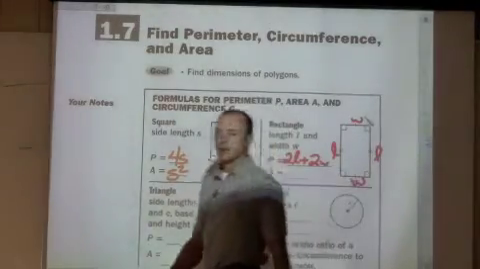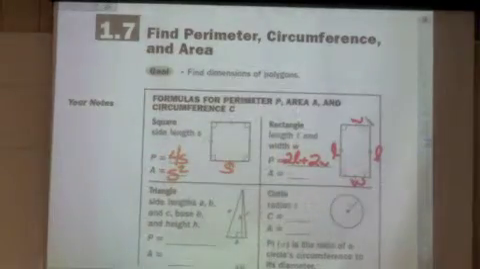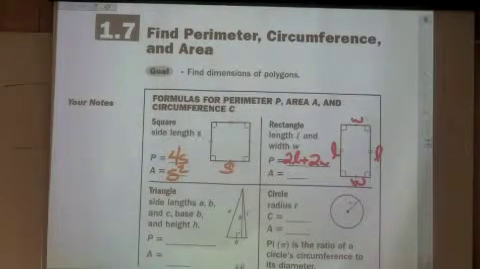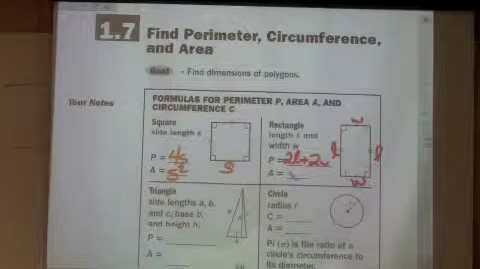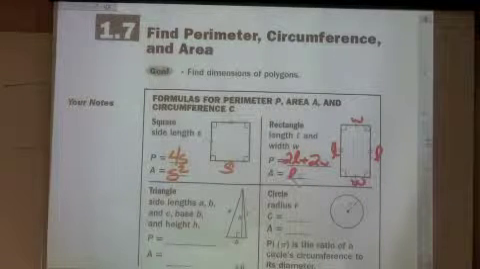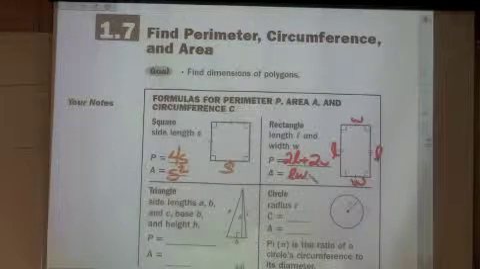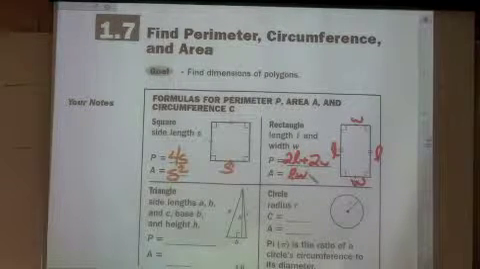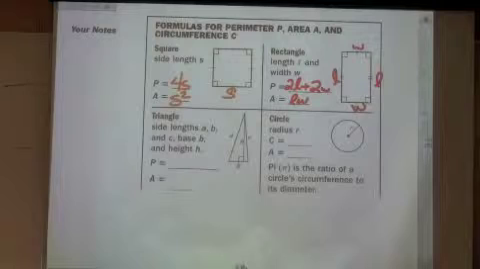How about an expression for the area? W times L, or LW. Yep, length times width, or width times length. Order's not important with multiplication. Very good. Okay, let's jump down to our triangle.